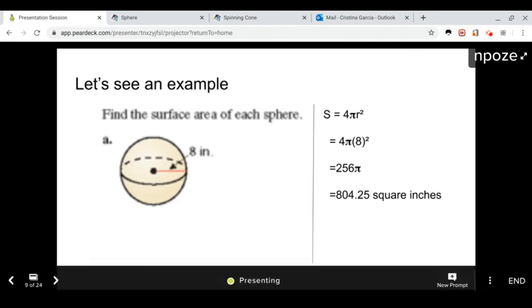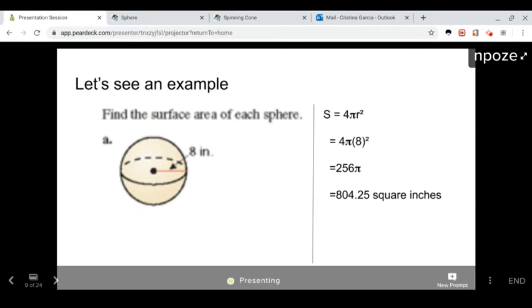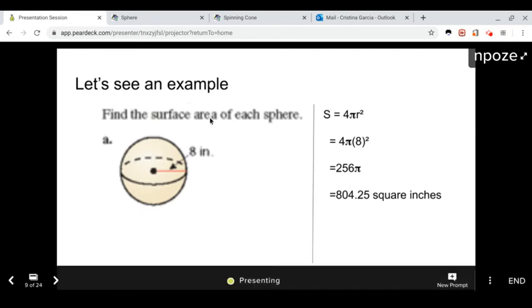And then you're going to get 804.25 square inches. Again, because it is area, it's square. And then since we're talking about inches, it's also going to be in inches.